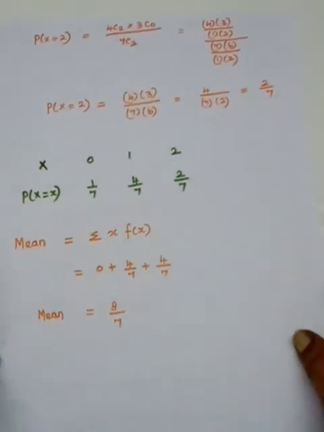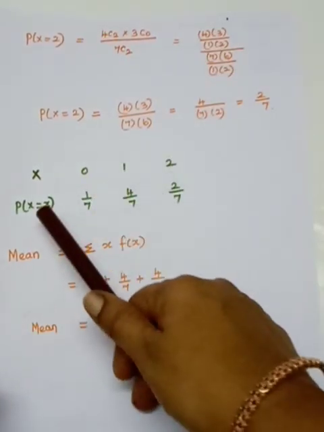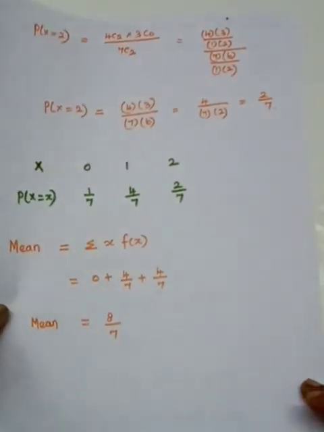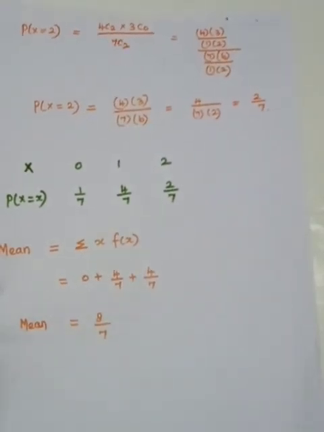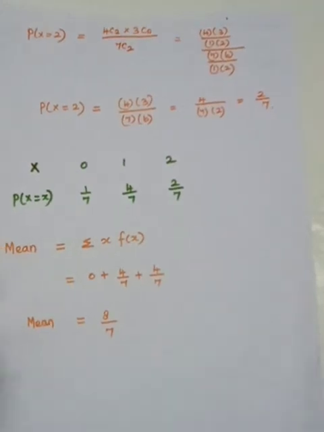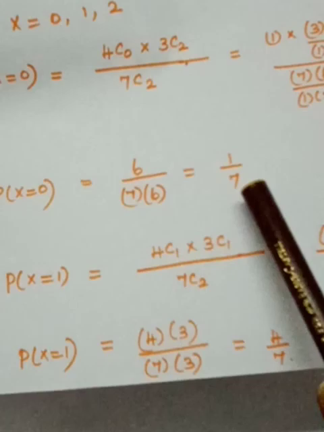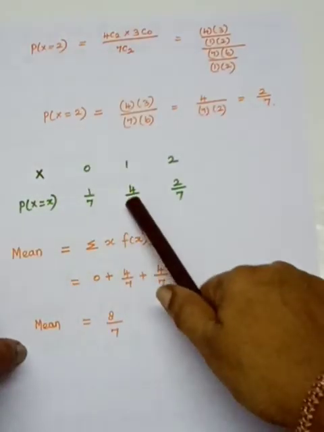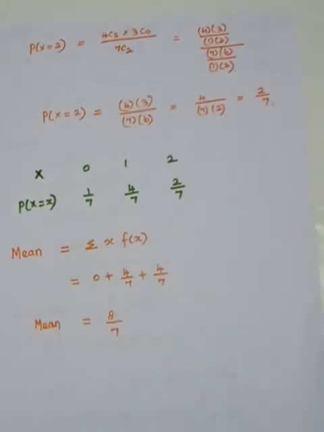So what we have written here: x values are 0, 1, 2. Next you can write the probability mass function. P of x equal to 0, the probability is 1 by 7. P of x equal to 1 is 4 by 7. P of x equal to 2 is 2 by 7. So the probability mass function is over.